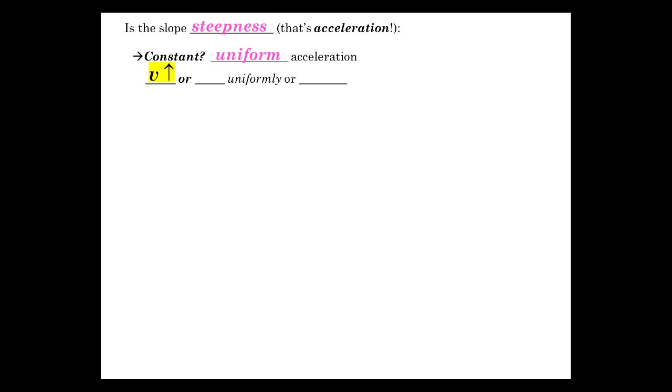Keeping in mind that a positive slope corresponds to positive acceleration, negative slope corresponds to negative acceleration, consider the steepness of the velocity graph. So the value of the slope, which is the acceleration, what's it doing? Is the steepness constant? That means the acceleration, which is the slope, is uniform or constant. So the velocity is going up or it's going down uniformly, or it might be 0. Here are the possibilities. Positive, 0, negative slope, but they're all constant values of that slope.